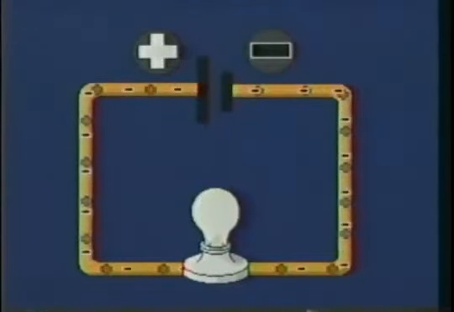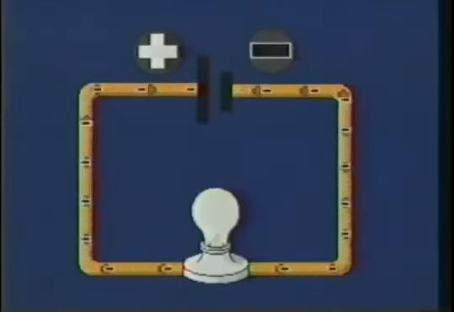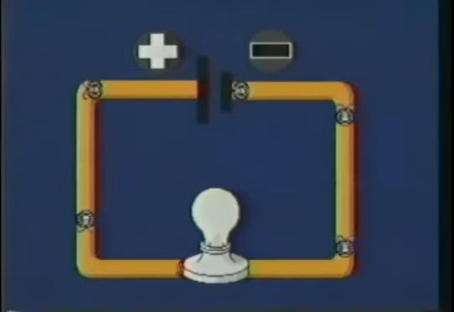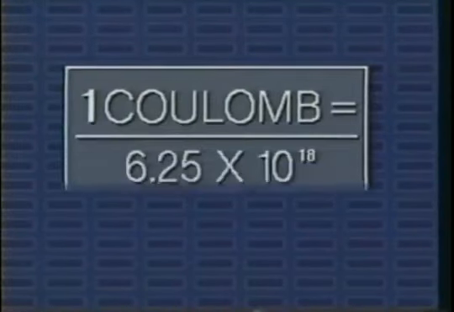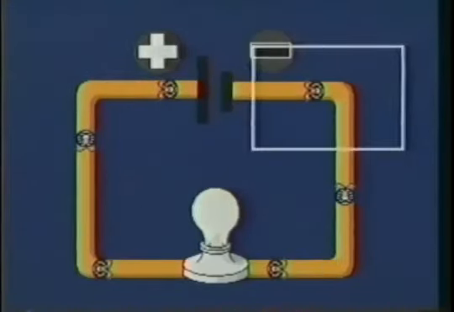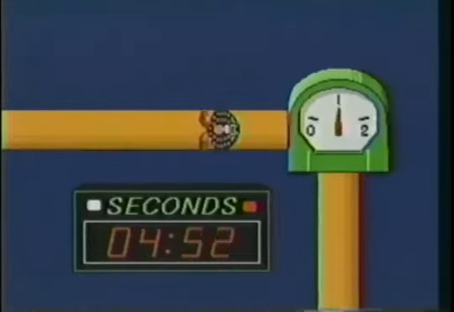We can also represent the dry cell like this. The electrical charge flows past a specific point in the circuit at a particular rate. This is called current and is measured in amperes. Since electrons are so very small, charge is measured in coulombs. A single coulomb of negative charge consists of 6.25 times 10 to the power of 18 electrons. When 1 coulomb of charge passes a specific point in the circuit each second, the current is 1 ampere.